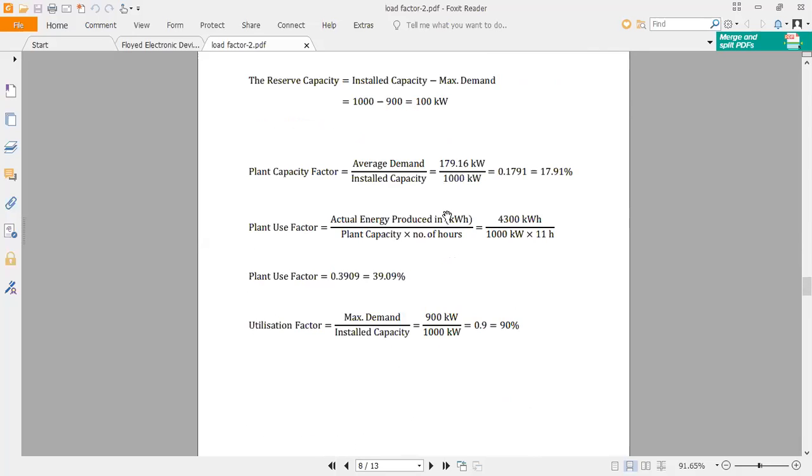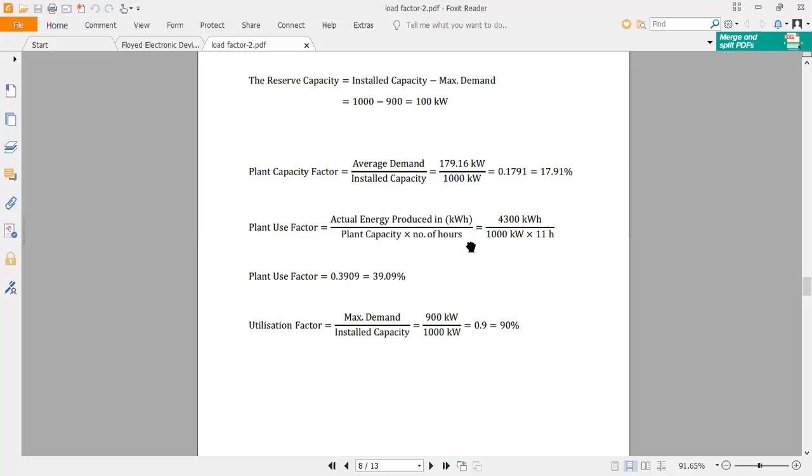So the plant use factor is the actual energy produced in kilowatt hour divided by plant capacity times the number of hours. The actual energy is 43,000 kilowatt hour; I think all of you can understand where 43,000 kilowatt hour comes from. Plant capacity is 1 megawatt, that is 1,000 kilowatt, multiplied by the number of hours.